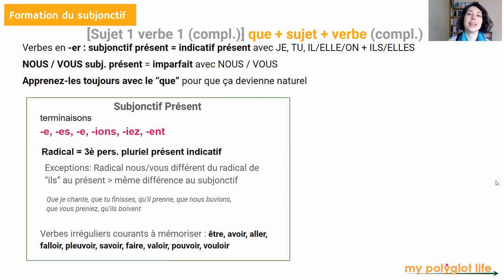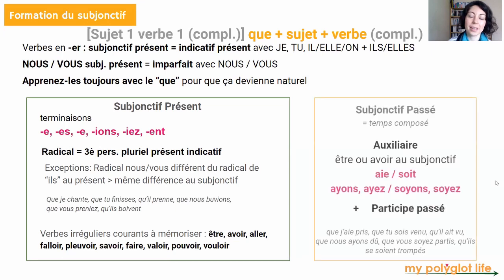All right, now let's look at the subjunctif passé. The subjunctif passé is a compound tense, so there are two parts in the verbs. First, we have the auxiliaire, so être or avoir, which follow the same rules as in the passé composé. And être or avoir will be conjugated in the subjunctive. So that's why you really need to know the subjunctif présent of être or avoir.